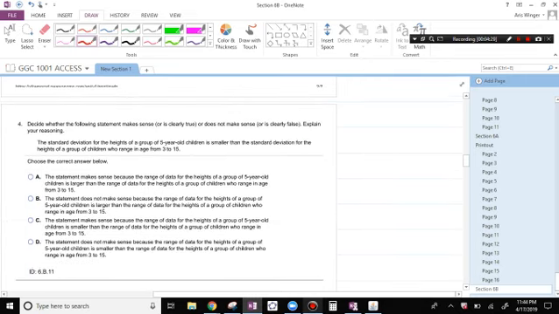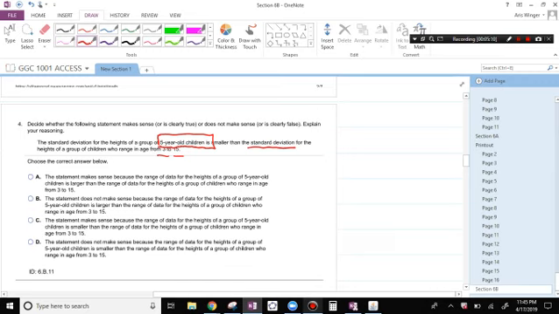Decide whether the following statement makes sense or not. The standard deviation for the heights of a group of 5-year-old children is smaller than the standard deviation for the heights of a group of children who range from 3 to 15. And so the standard deviation is a measure of how much the data varies from individual to individual. When you have a group of 5-year-old children, their heights are not going to be that far from each other. But when you have children ranging from 3 to 15 years of age, then their heights are going to vary a lot more. And so that standard deviation will be higher for those children.